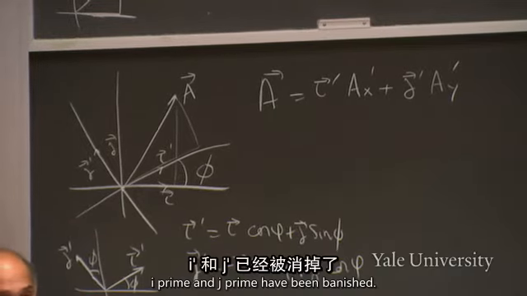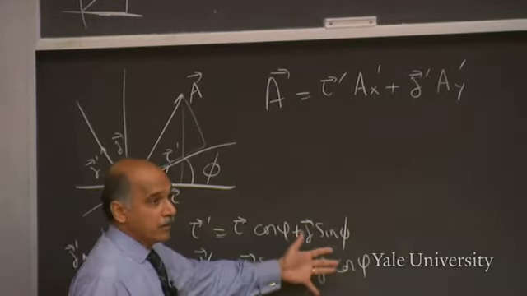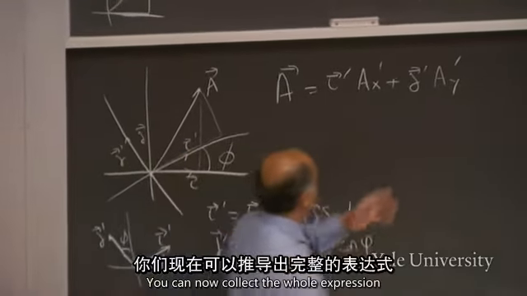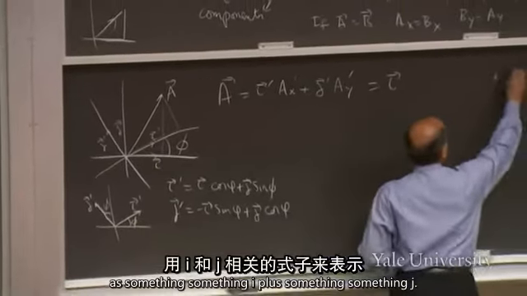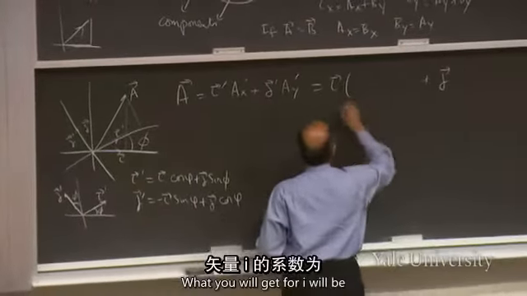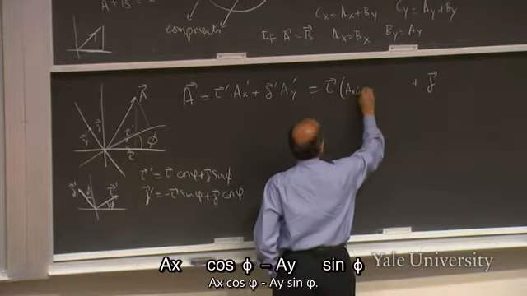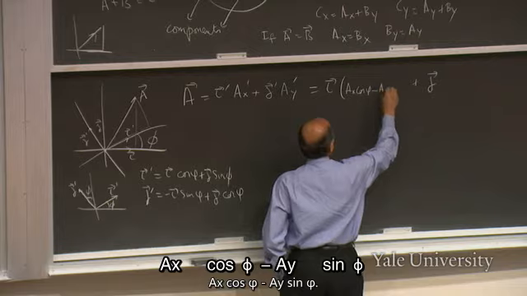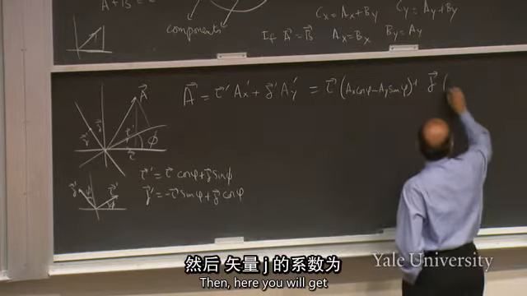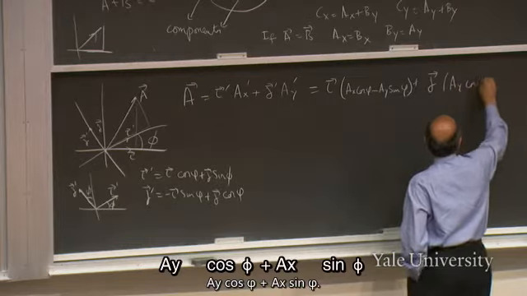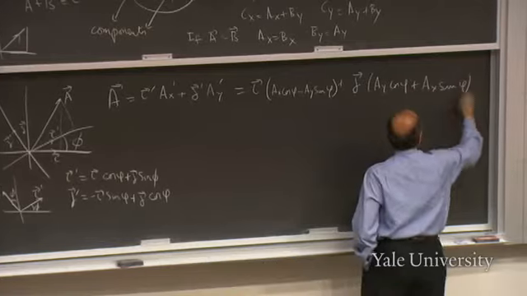i prime and j prime have been banished. Everywhere they're replaced by i and j. So you can now collect the whole expression as something something i plus something something j. And what you will get for i will be ax prime cosine phi minus ay prime sine phi. Then here you will get ay prime cosine phi plus ax prime sine phi.